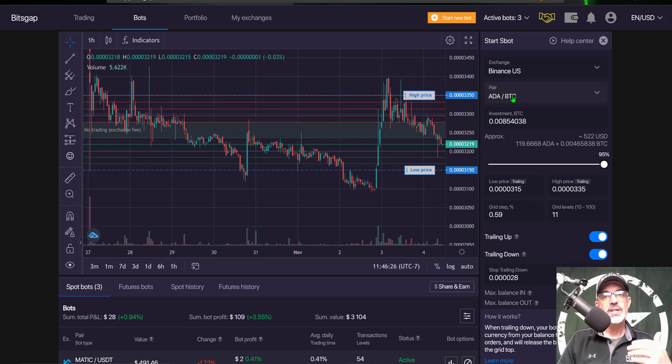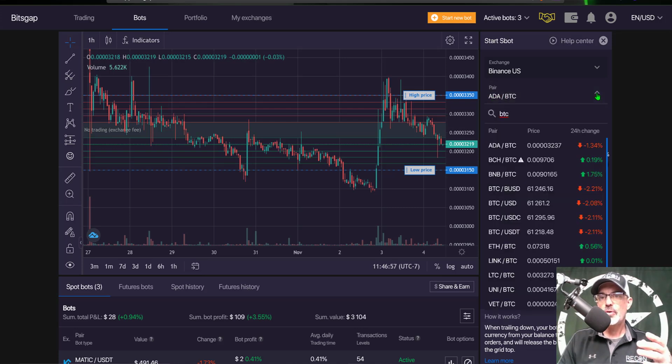So if I had USDT as my quote currency, my profit would be captured in USDT. So for today's bot, we want to accumulate Bitcoin and stack some sats, and therefore we're going to have BTC as our quote currency. And then we need to select a base currency, and in this case I have selected ADA.